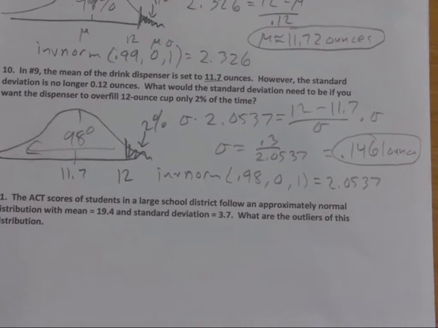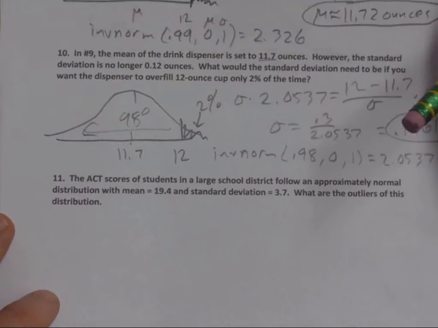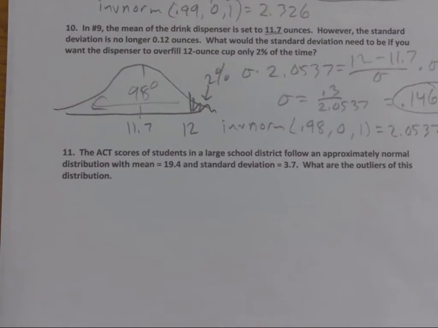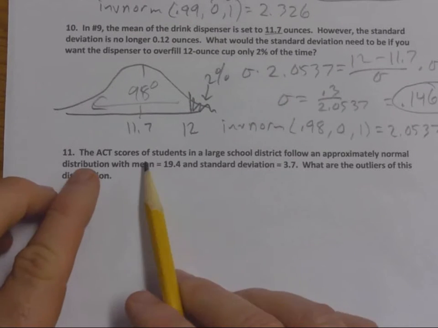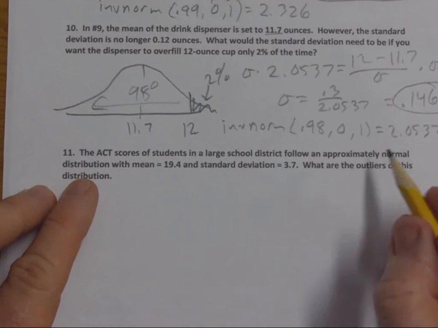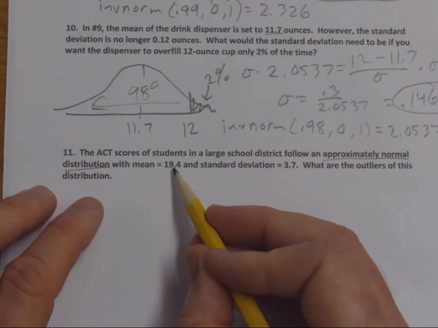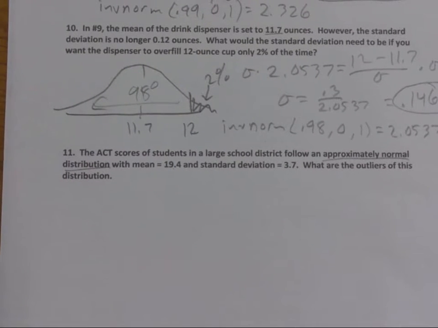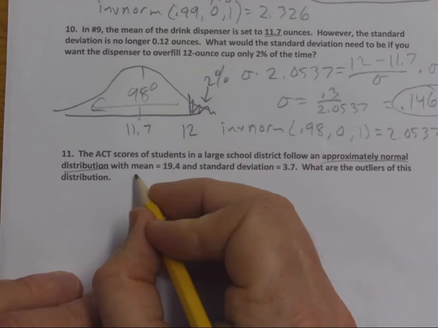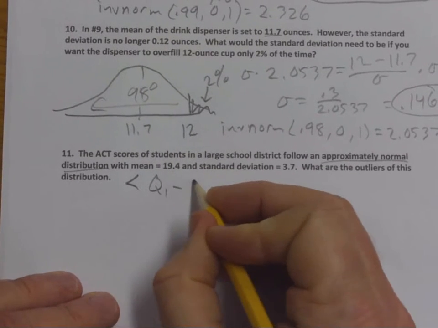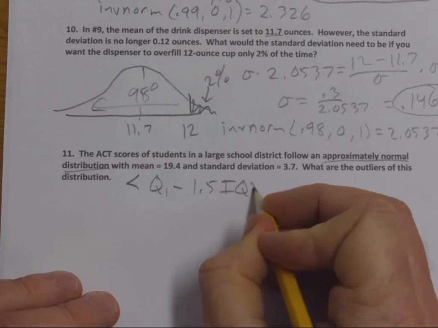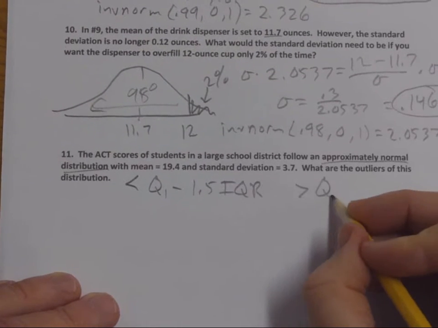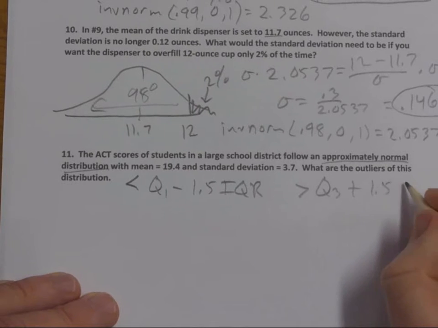And then lastly is this, and I like incorporating this problem. Frequently we get asked about outliers, and this is a good review of an important concept from Chapter 1. The ACT scores of students at a large school district follow an approximately normal distribution with a mean of 19.4 and a standard deviation of 3.7. What are the outliers? Remember our formula for outliers, which you have to remember. It is everything less than Q1 minus 1.5 times IQR, or anything greater than Q3 plus 1.5 times the IQR.